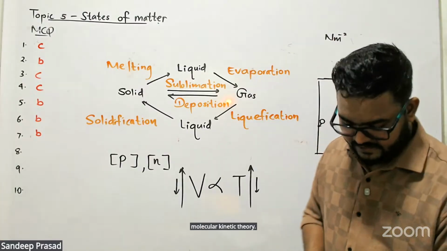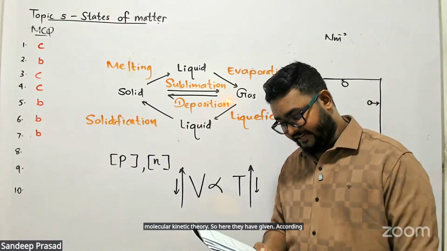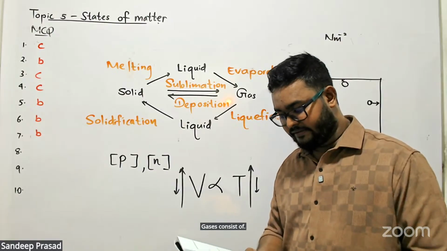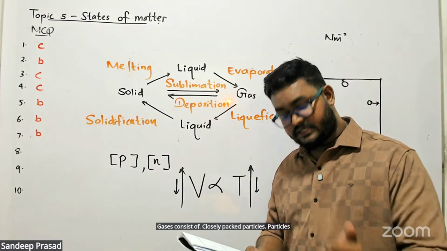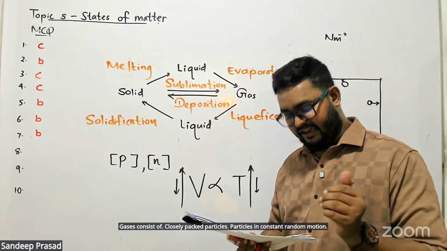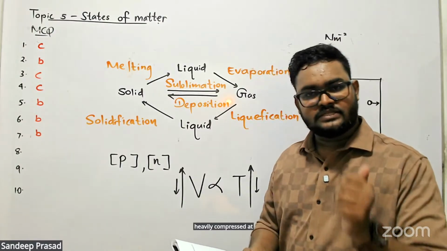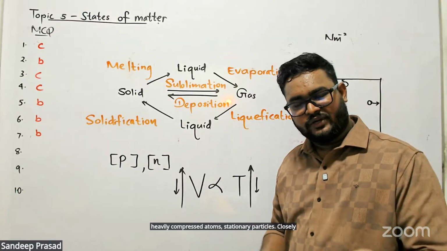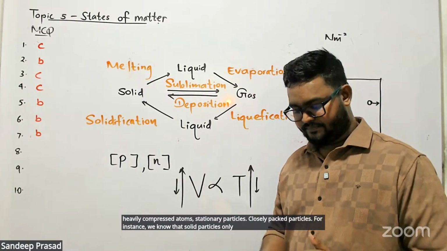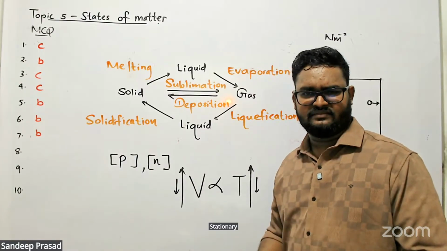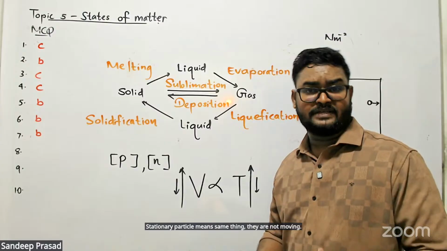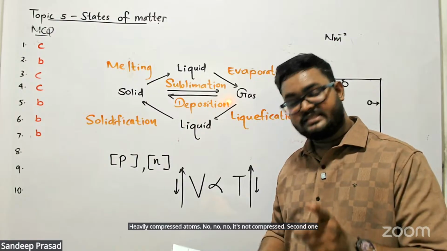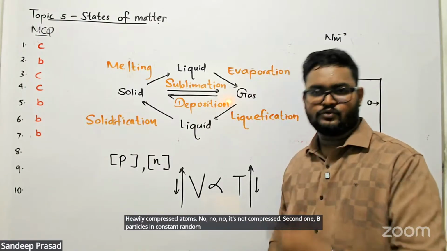So here they have given, according to the kinetic theory, gases consist of closely packed particles, particles in constant random motion, heavily compressed atoms, stationary particles. Closely packed particles, students, we know that only solid particles behave in that way. Stationary particles means the same thing. They are not moving. Heavily compressed atoms? No, it's not compressed. Second one, B, particles in constant random motion. That's what I told you.